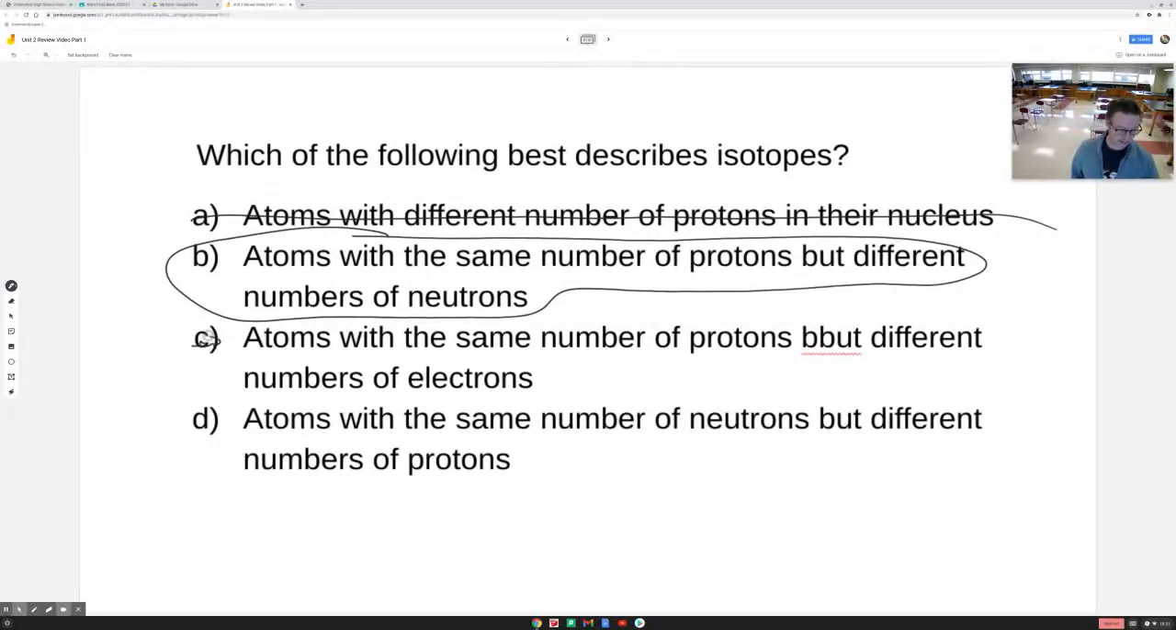Atoms with the same number of protons but different numbers of electrons are called ions. So that's something that can happen, but it's not what the question was asking about. Same number of neutrons but different numbers of protons, that's really kind of the same as the first choice, right? Different protons makes them different elements, not different isotopes.